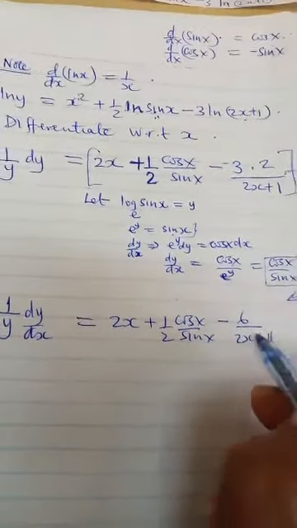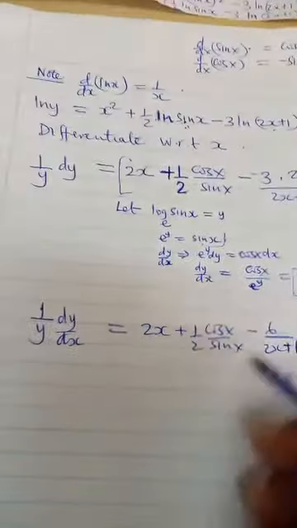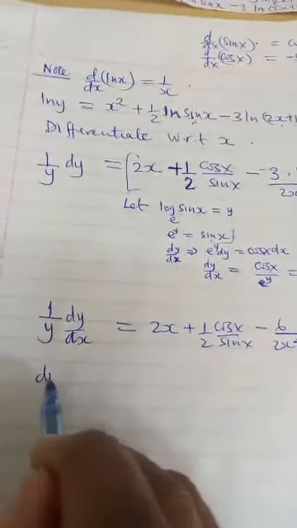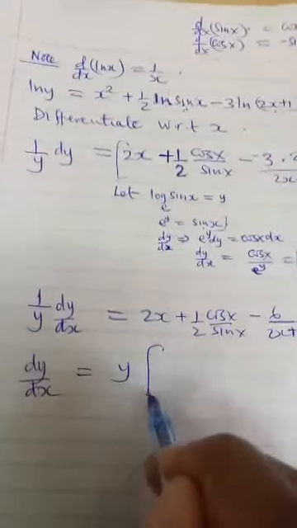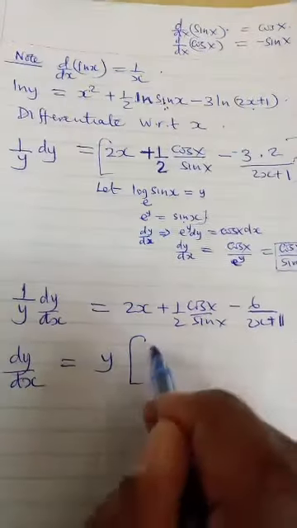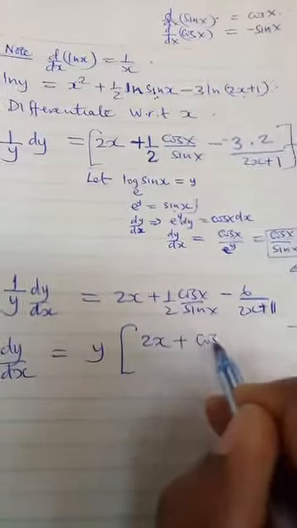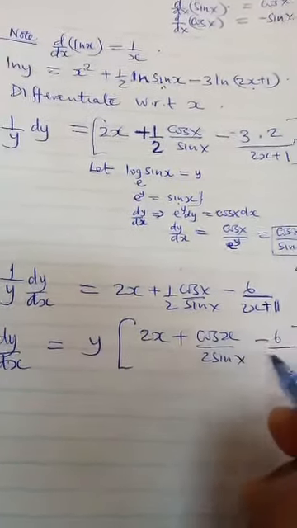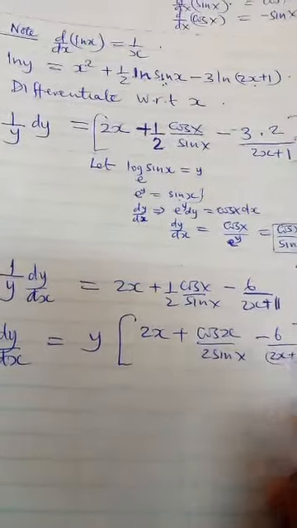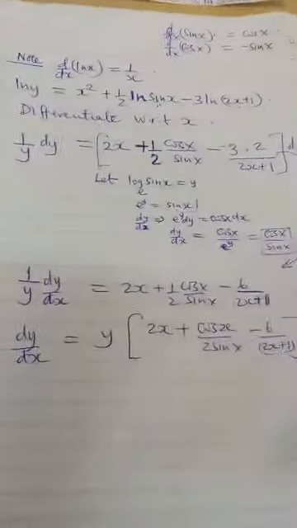And if I want to get my dy dx, I can now say that my dy dx therefore is equal to y into the whole of my 2x plus cos x over 2 sin x minus 6 over 2x plus 1. But my y is known from up there. My y is known.